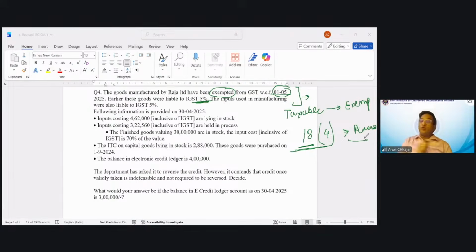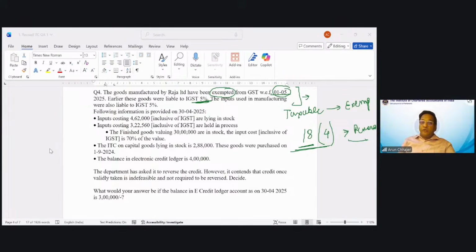Anyone has any question on this? See, Kuldeep, if I'm a regular taxpayer and I become a composition taxpayer, then also your point is correct, I need to reverse the ITC. And second, if a taxable item becomes exempted, then also I need to reverse the ITC. In this question, we will discuss the reversal of ITC. Base clear? Let me move further.